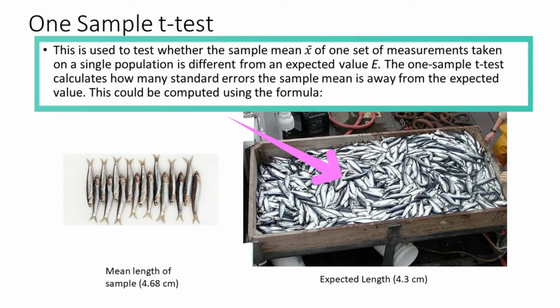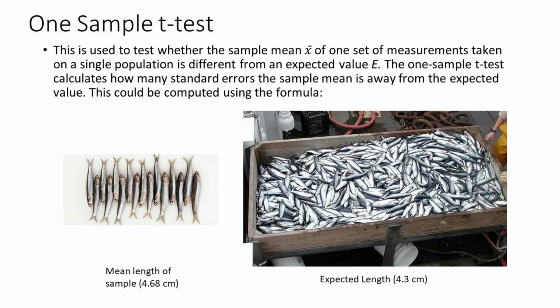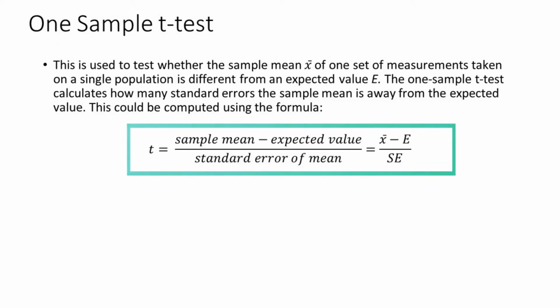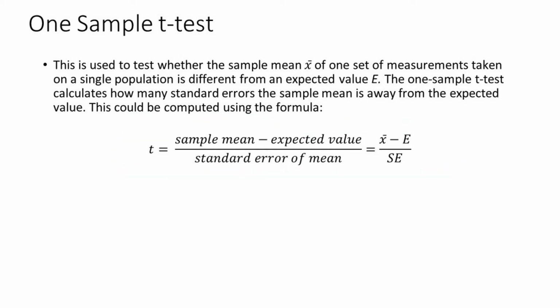The one sample t-test calculates how many standard errors the sample mean is away from the expected value. This could be computed using the formula t equals sample mean minus expected mean divided by the standard error of the mean. The standard error of the mean can be computed by dividing the standard deviation by the square root of the n, or number of samples.